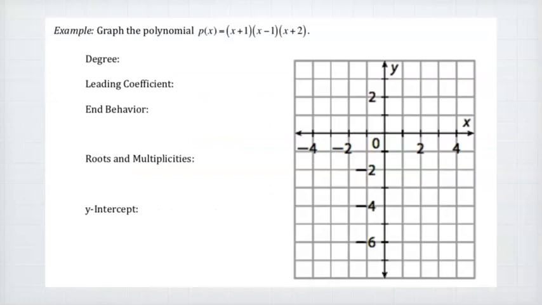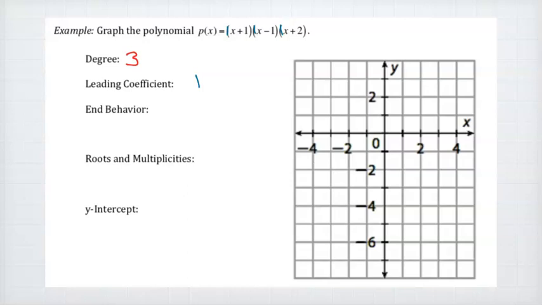Here's my polynomial p of x. I have 1, 2, 3 x's that would get multiplied together, so it has a degree of 3. The leading coefficient I can tell by looking at the numbers in front of each of those x's. So in this case, this is a 1 and a 1 and a 1. So 1 times 1 is 1. So the leading coefficient is 1. And those are all positive, so this is a positive 1.